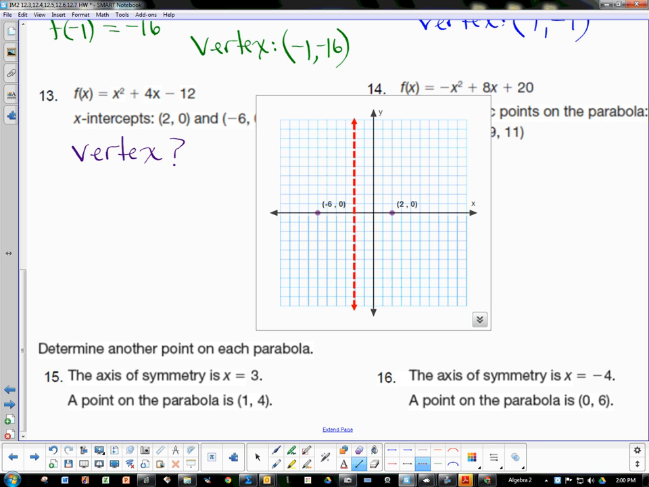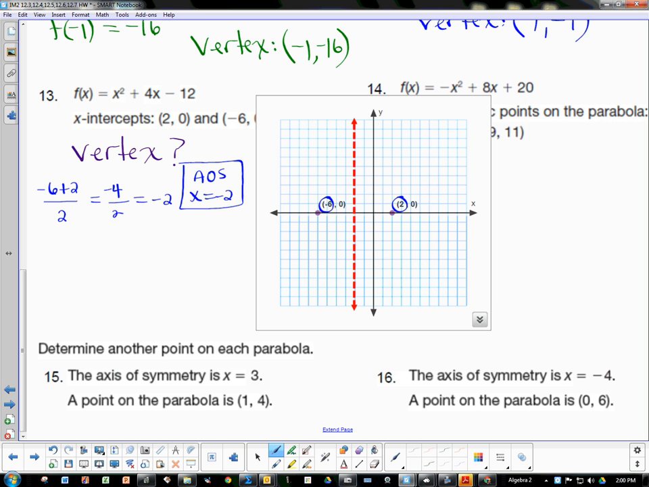Now you don't have to graph this out at all. This is just to show you. What we could do to find out what this axis of symmetry is: let's add these together. That's -6 plus 2, and then cut them in half to find the midway point. It's going to be negative 4 over 2. That happens to be negative 2. So x equals negative 2 is my axis of symmetry. Okay, and that's a negative. Keep that in mind. It's a negative 2.